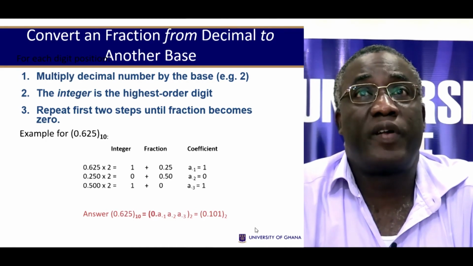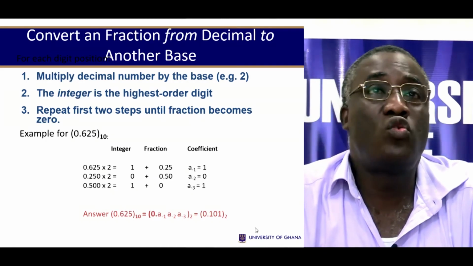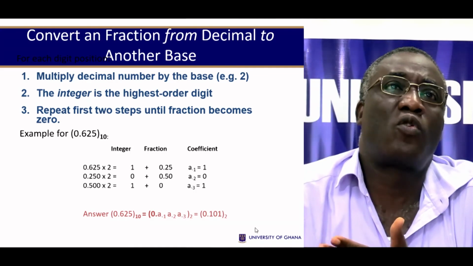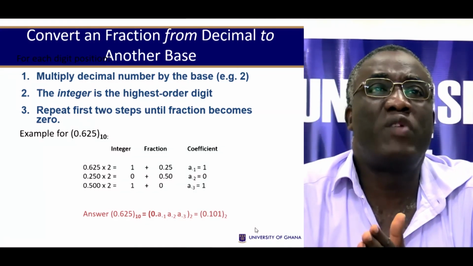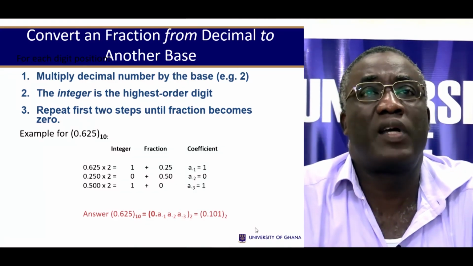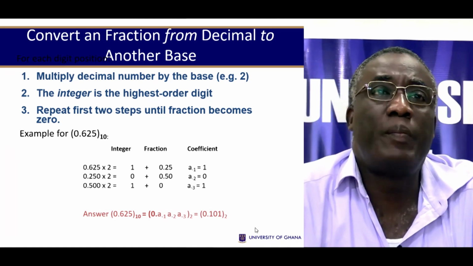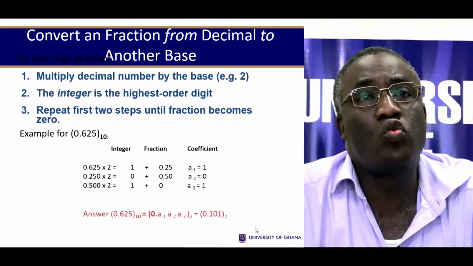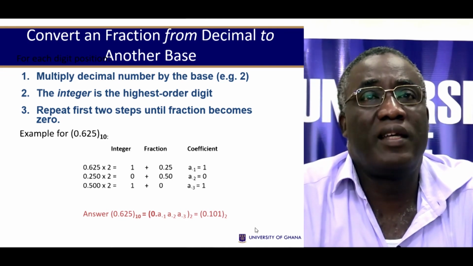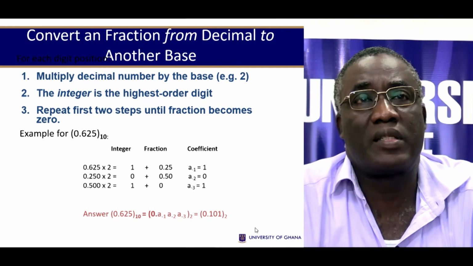To convert a fraction to another base, we do the opposite of converting an integer. That is, you do repeated multiplication. So if you have, for example, 0.625, you repeatedly multiply that by 2. You get an integer part and a fractional part.